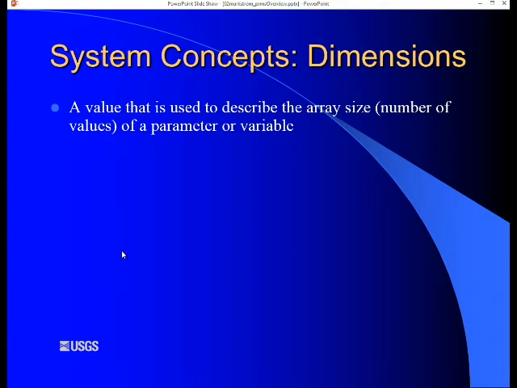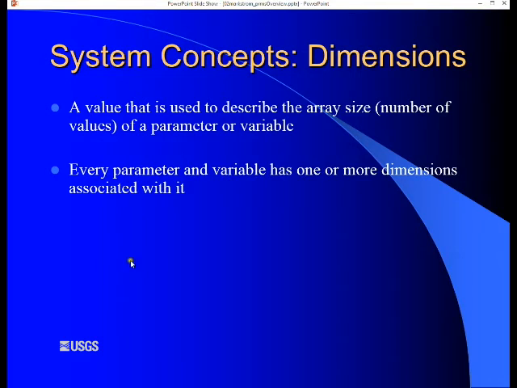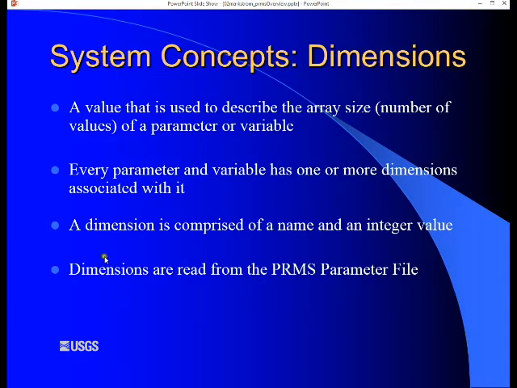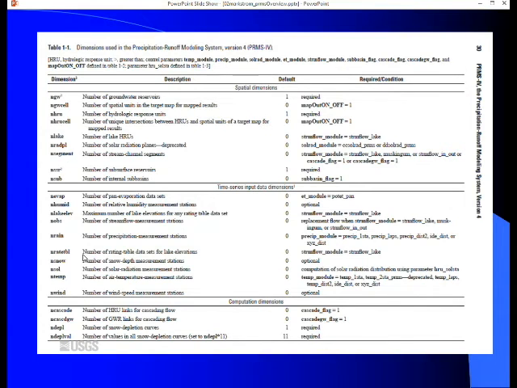Dimensions. A dimension is an integer value that is used to describe the number of values of a parameter or variable. I'll get to parameters and variables next. Every parameter and variable has at least one dimension. A dimension is comprised of a name and an integer value. Dimensions are read from the PRMS parameter file, which I'll describe later. Here's Table 1.1. It lists the dimensions with a little description, the default values, and some notes about them. Anyway, here's where you can go to see the dimensions.